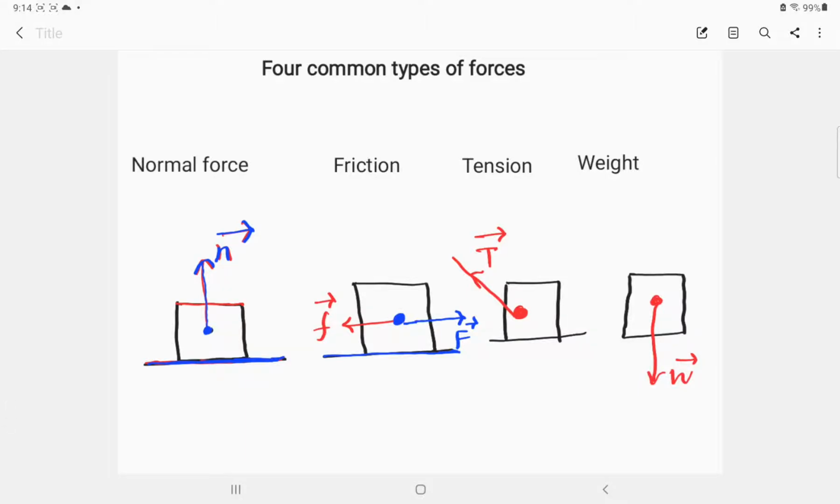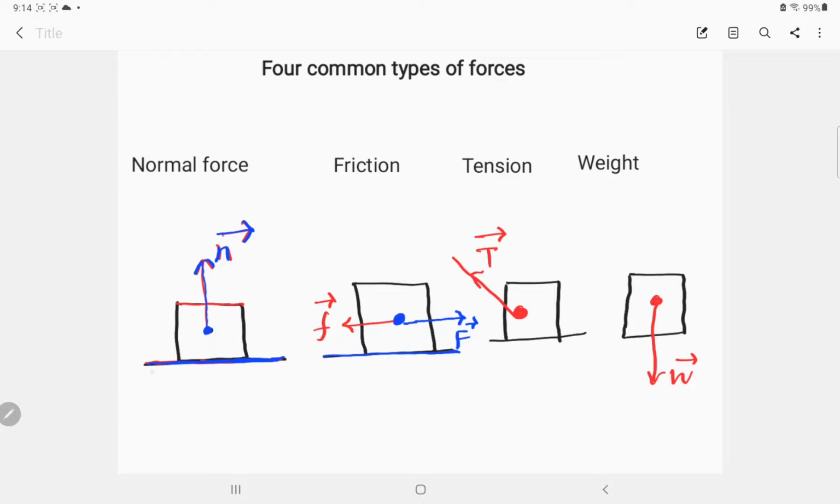There are four common types of forces in physics. These are normal force, friction, tension, and weight. So let's talk about normal force first. Normal force is the contact force. When an object is in contact with another object, then it comes into play.